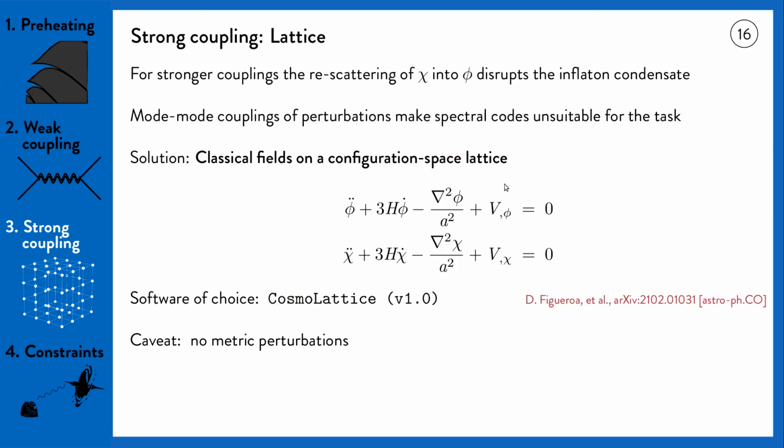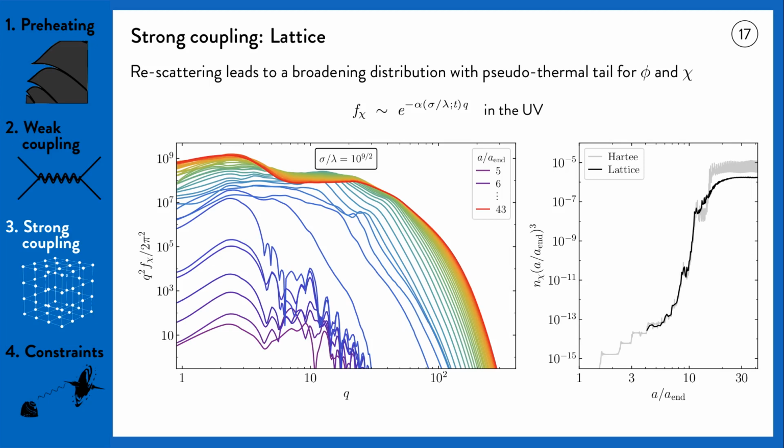For couplings beyond 10 to the 7 halves, the resonant growth populates chi modes so efficiently that the energy density of chi becomes comparable to the energy density of the inflaton. Rescatterings transfer energy from the inflaton condensate into free chi particles and into free inflatons, resulting in a fragmentation of the condensate. These nonlinear effects then require the use of lattice methods to determine the evolution of the fields, and in this case our software of choice is CosmoLattice. And with it, we can determine the form of the phase space distribution beyond the back reaction regime.